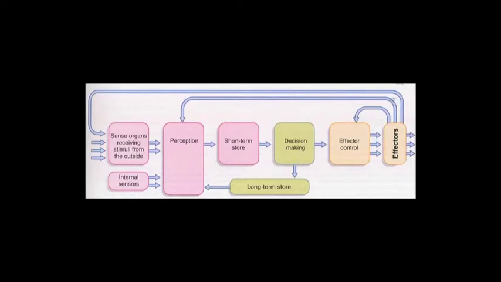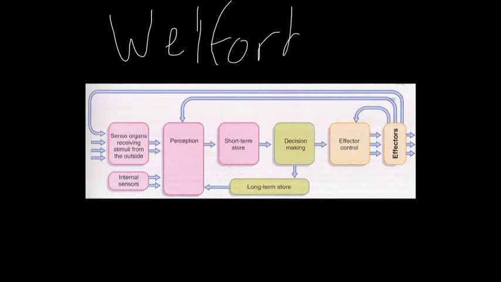This model of information processing is another alternative to Whiting's model. It's by a man called Welford, and his model is still based on the same principles, where we have our input in this section, we have our decision making, we have our output, which is also known as effective control, and then this looping background here is our feedback. So again, we're really going to be focusing on this area here, the input to the perception all the way up to decision making in this lesson.